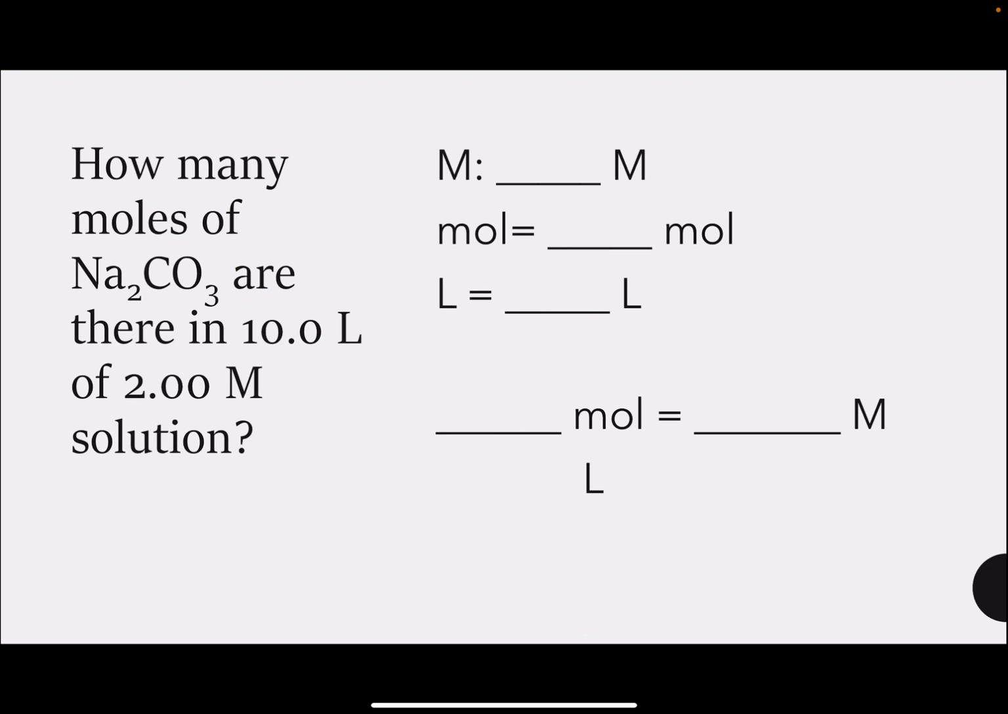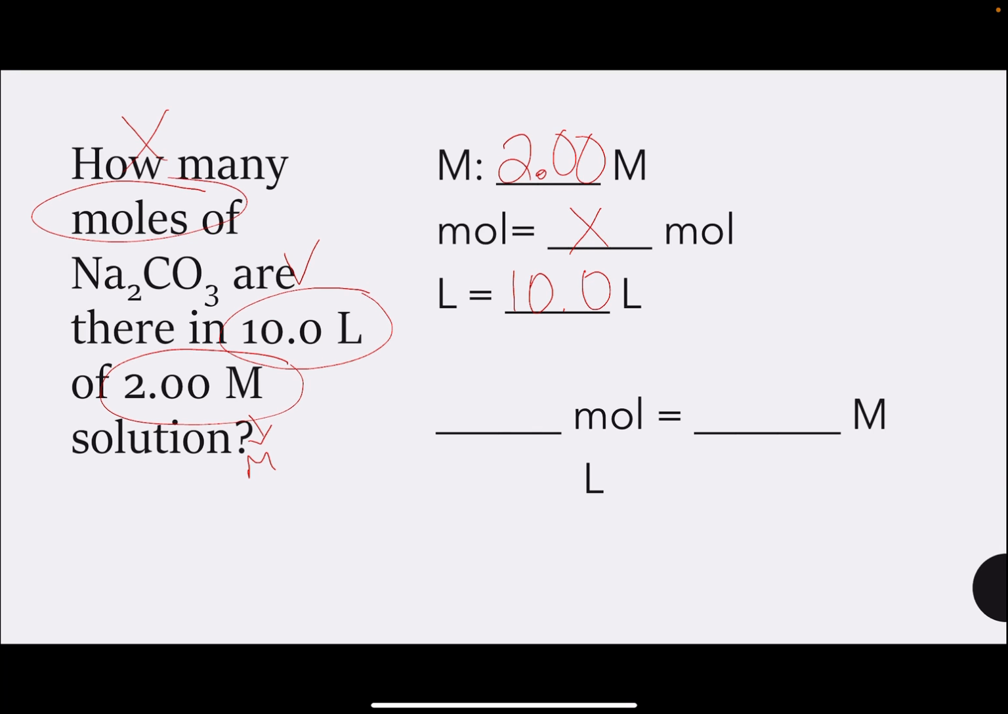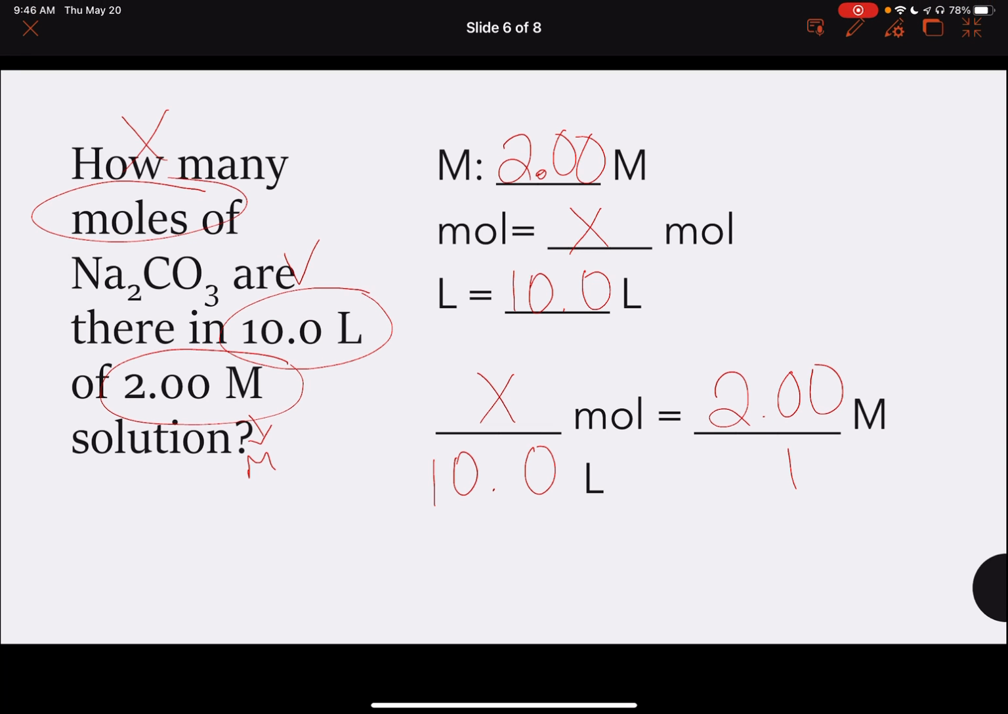Now our second one on molarity says how many moles, so that's something I don't know, are there in 10 liters? That's going to be my volume of my solute, and 2.0 big M, that's going to be my molarity. So this time I know my molarity, I don't know my moles, and I have 10.0 liters. So I'm going to put my X with my moles, and then my 10.0 with my liters, and my 2 with my molarity. Now I can put a 1 here to help me visualize.